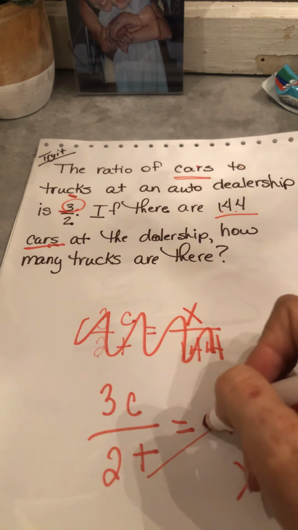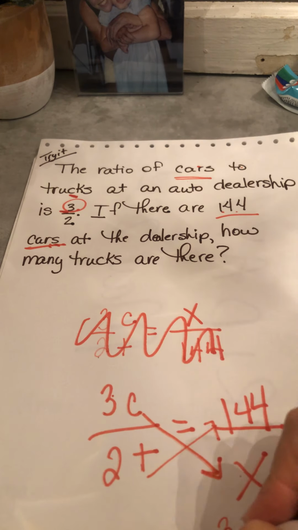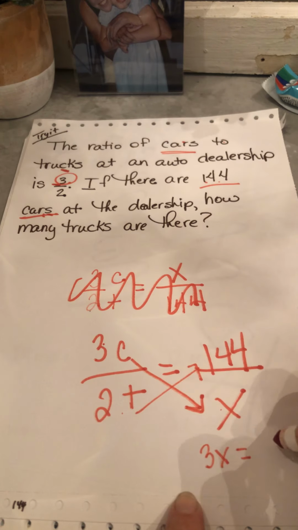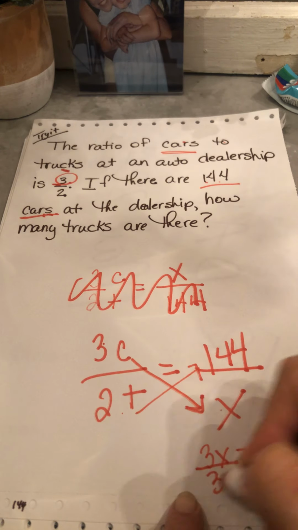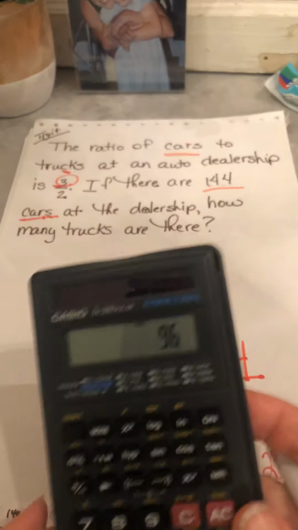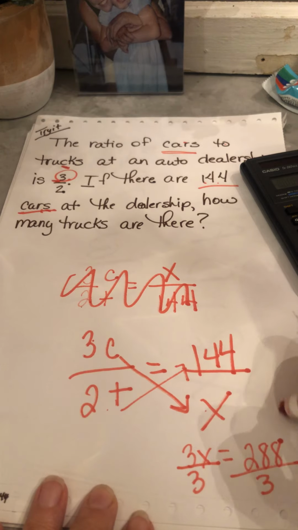All right, so first thing we're going to do is cross multiply. So I'm going to say 3 times x is 3x. And I'm going to say 2 times 144 is 288. Now, I don't want 3x. I want just x. So now I have to divide both sides by 3. And when I do that, let me get my calculator, I get 96. 3 into 288 is 96.